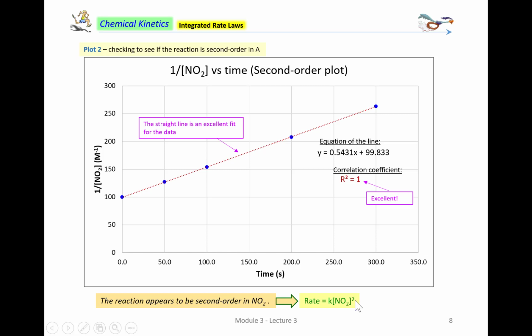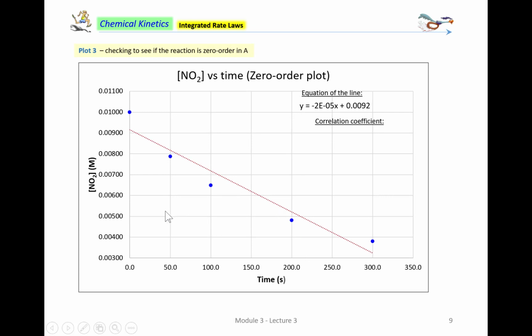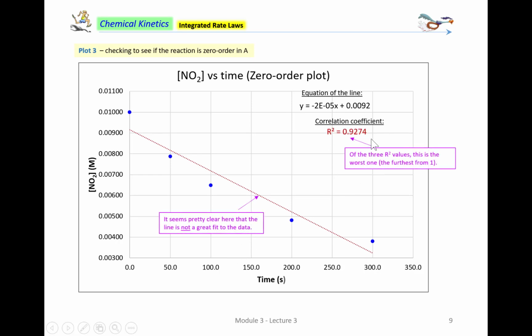Remember, again, what we're doing is we're finding a rate law without having to do the method of initial rates. We're using our expertise with integrated rate laws to find the rate law. Well, it appears to be second order, but for completeness, let's view the attempted zero order fit. So the zero order plot would be plotting just the concentration of NO2 with time, and you'll see this is a horrible fit. Here are the data points, here's the linear trend line, and you can see the correlation coefficient is quite low compared to even the first order plot. This is the worst of the three. So the reaction is definitely not zero order in NO2.